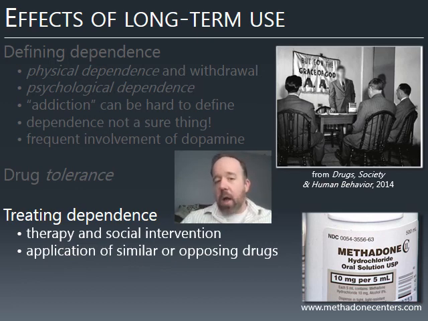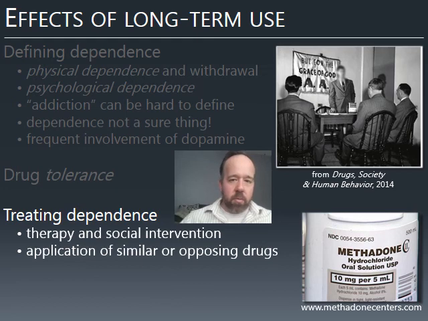You can also apply opposing drugs. So naloxone is an example. If someone has naloxone in their system, opioids won't have any effect. So you're removing the rewarding properties of the drug by blocking it with an opposing drug. So that's another way to treat drug dependence. This can often be unpleasant, though, because it can exaggerate withdrawal symptoms.